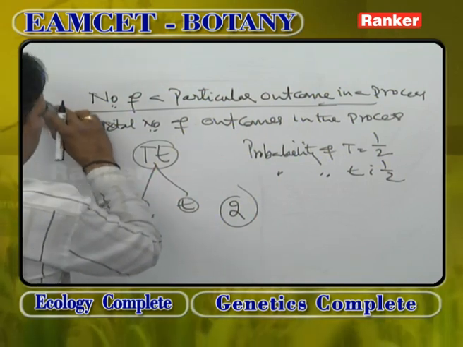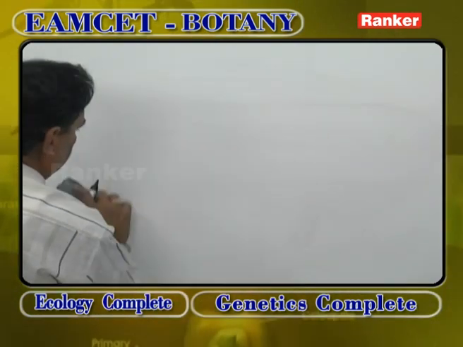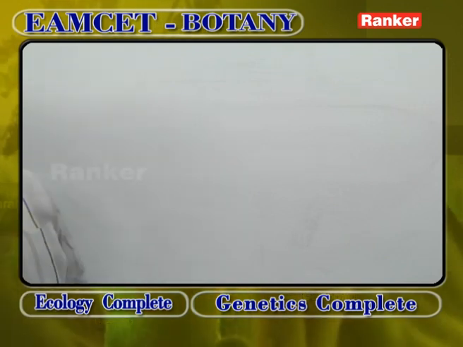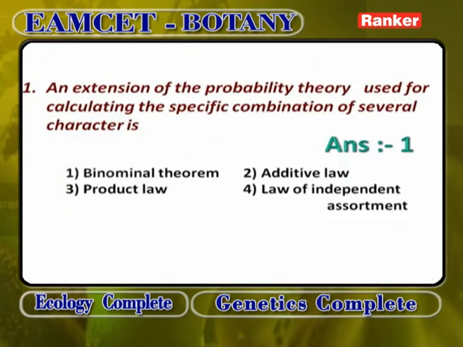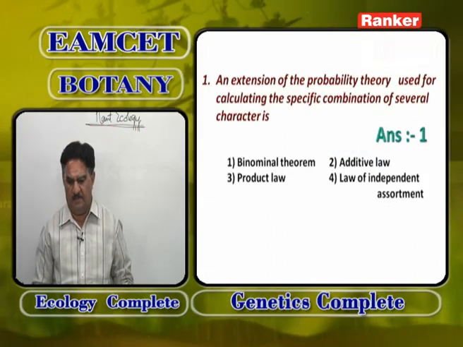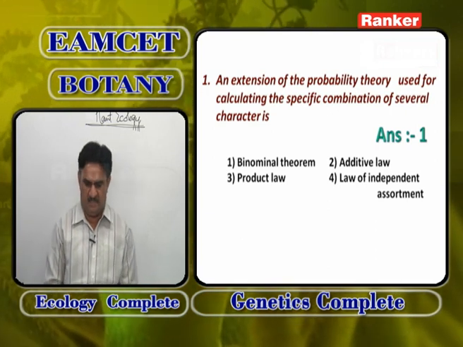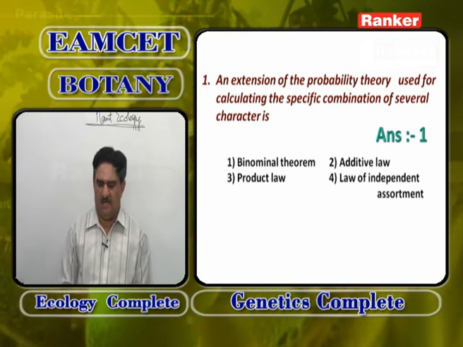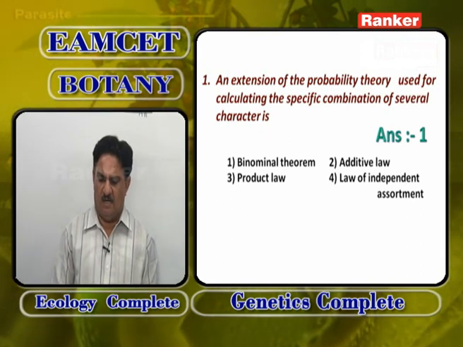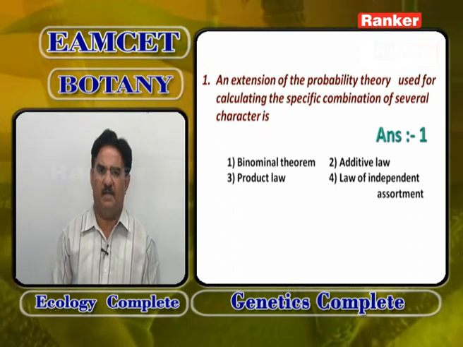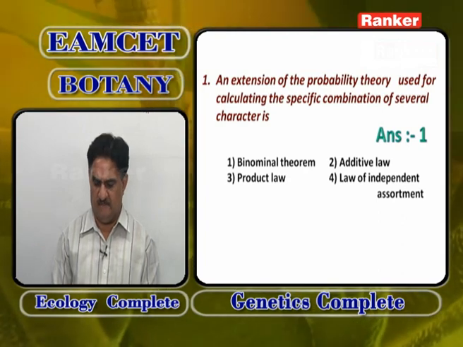Probability is the number of a particular outcome in a process divided by the total number of outcomes in the process. This probability theory is sometimes extended. An extension of probability theory used for calculating specific combination of several characters in genetics is the binomial theorem. It is not additive law or product law or law of independent assortment. It is binomial theorem. Next, second question.